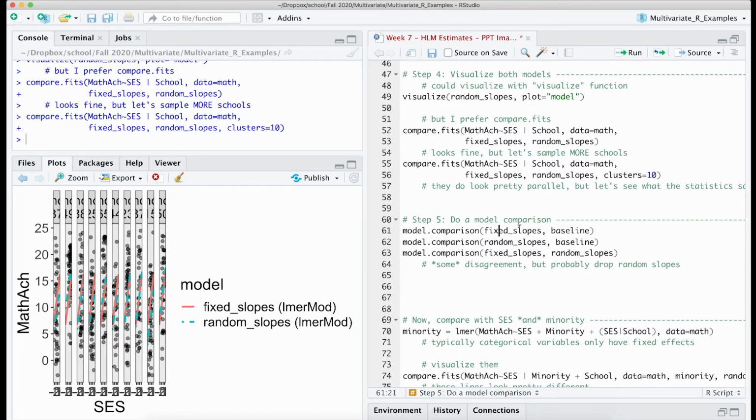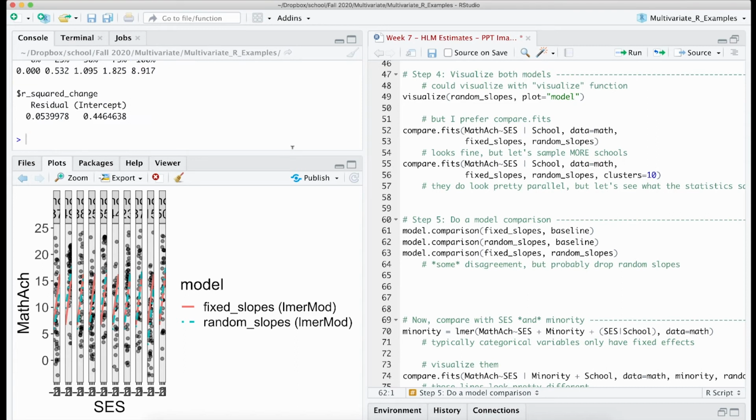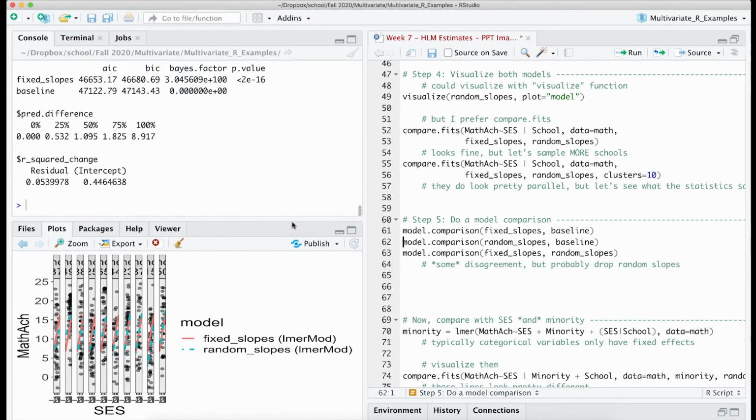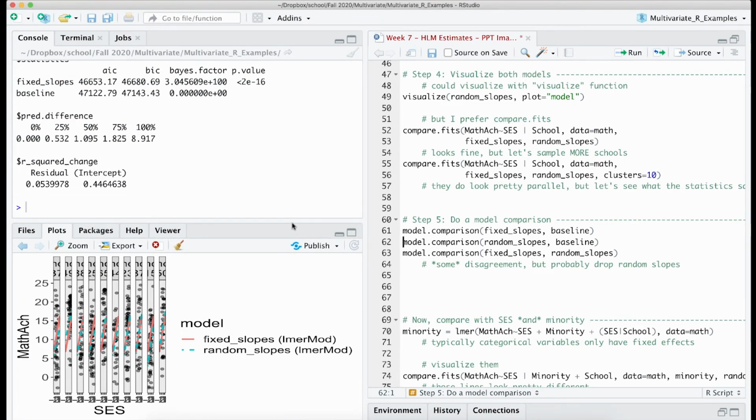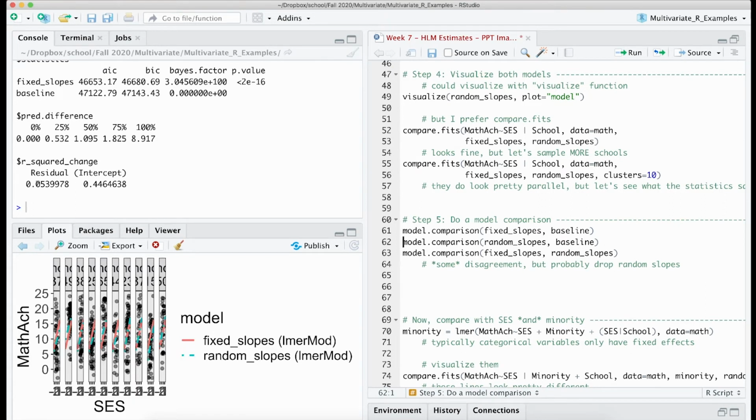And before we do that, we might want to compare the fixed slope model to the baseline model, just so we could see how much variance is being explained by socioeconomic status as a fixed effect. And it says relative to the baseline model, which again has no predictors, we are explaining 5% of the variance-ish. So the lines are closer to the individual dots. And then our intercept, we improve that by 44%. So we explain 44.6% of the variance in intercept variance.